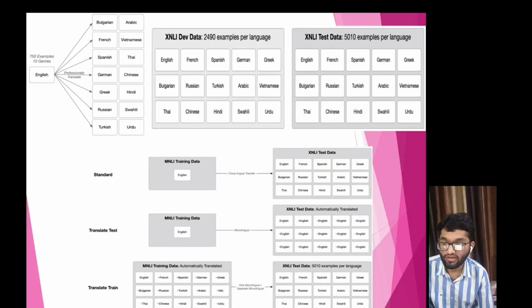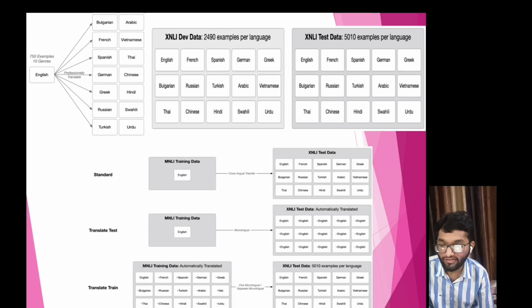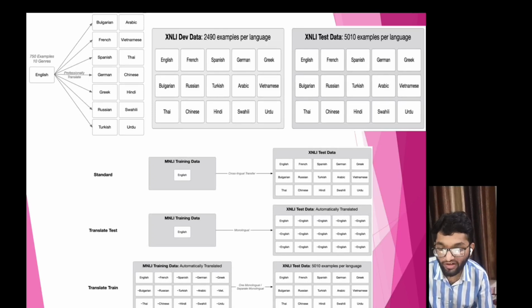This image shows the transformation of words. Here, the English language is converted into 14 other languages, and each has 2,490 examples per language, and an excellent test set of 5,010 examples per language. Now we will understand how XNLI is used.